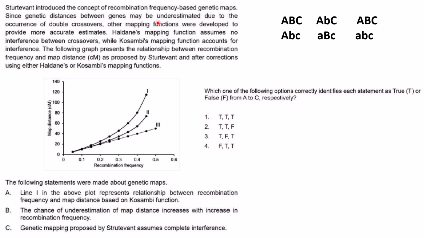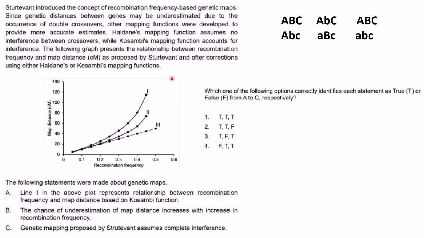To provide an accurate estimate, two other functions were developed: Haldane's mapping function, which assumes no interference, just like the Sturtevant simple mapping technique, and Kosambi's mapping function, which accounts for interference. The following graph represents the relationship between recombination frequencies and map distance as proposed by Sturtevant and other corrections using either Haldane or Kosambi's mapping functions.